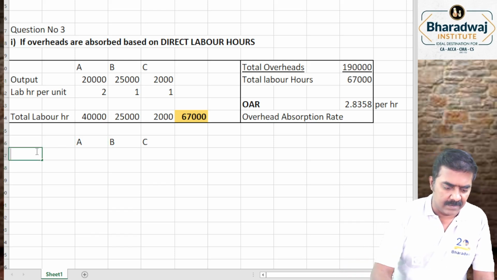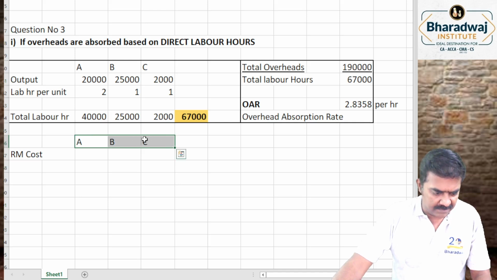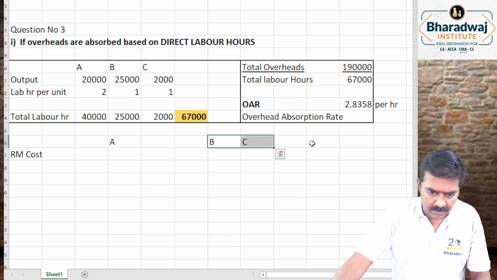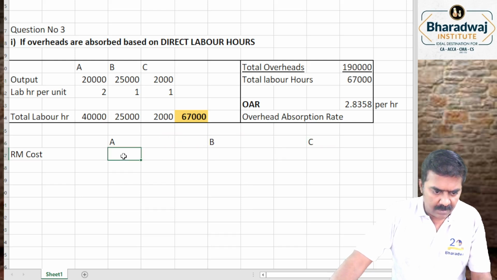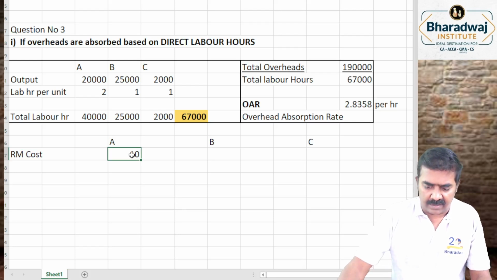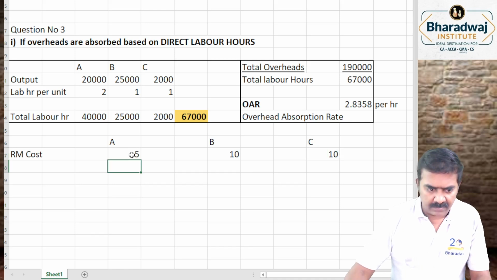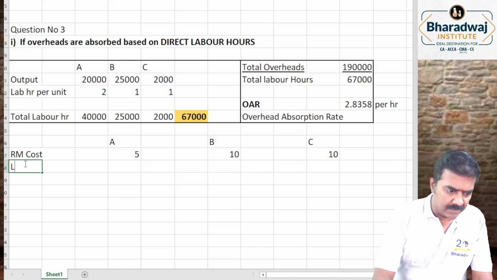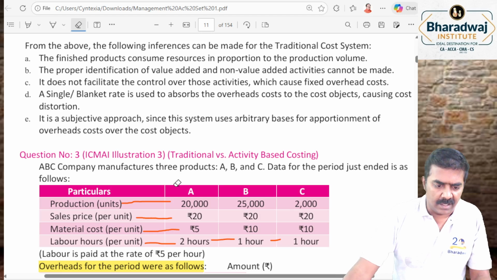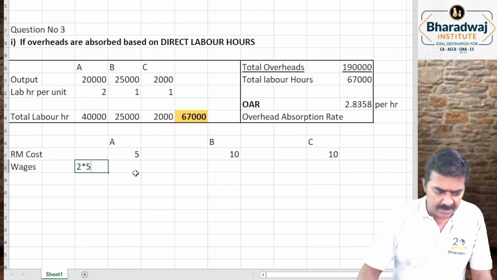What is the raw material cost given per unit? 5, 10, 10. 5. Then labor cost, or we can say wages. Wages per unit. How many hours of labor? 2 into 5, 10 rupees.